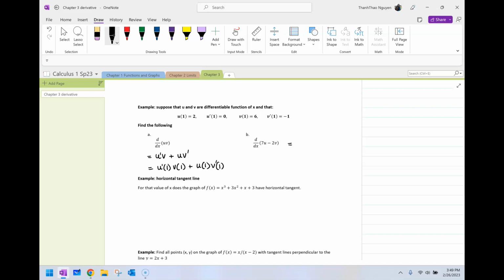This equals 7u prime of 1 minus 2v prime at 1. And again, you have all the information that you need.